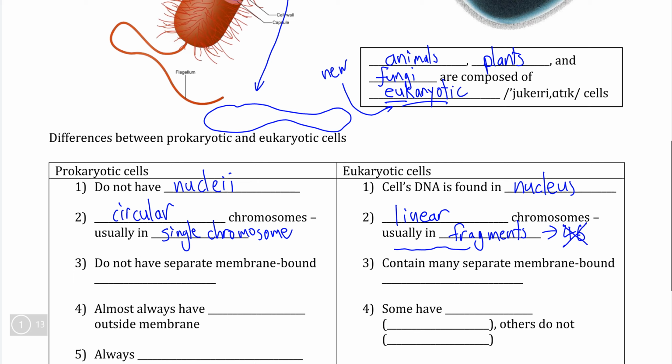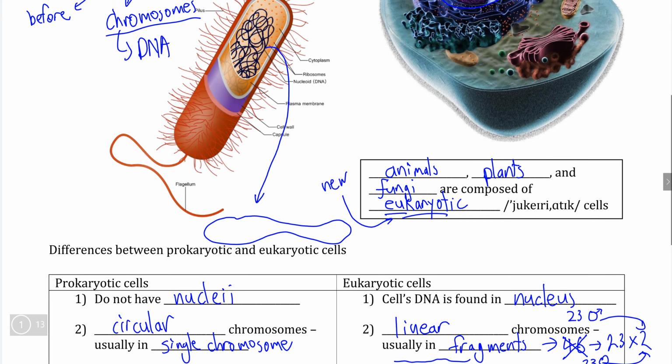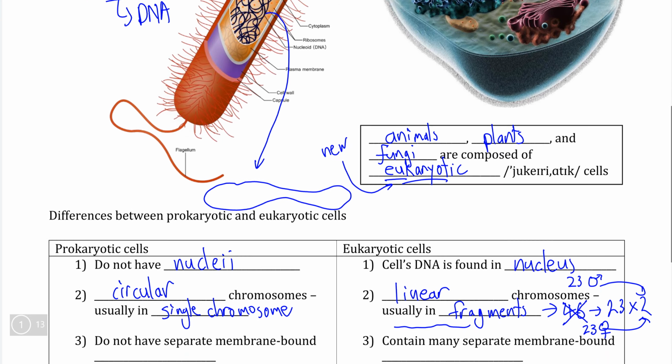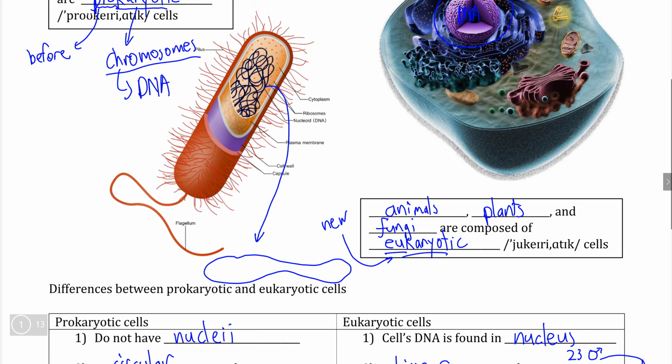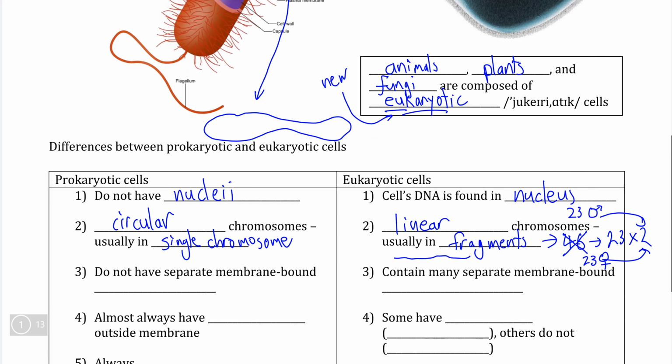Although we almost never refer to this as 46, we prefer the number 23 times 2. We say 23 times 2 because half of your chromosomes, 23 of them, came from your father, and then the other 23 that make up the 23 times 2 came from your mother. And this is true about all plants, animals, and fungi that reproduce sexually, which is something that bacteria cannot do.